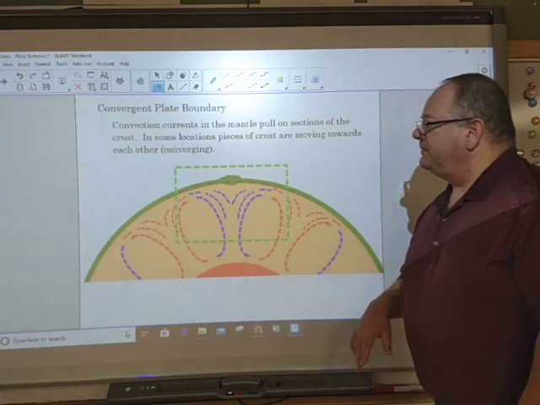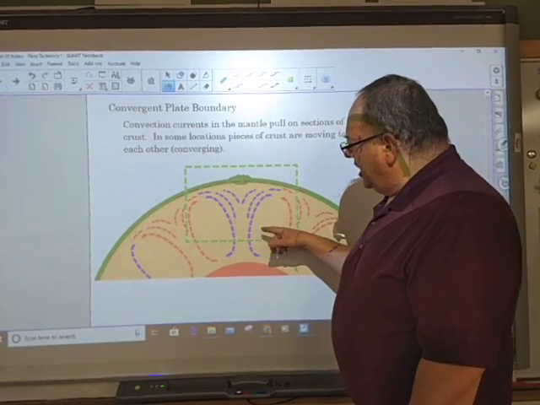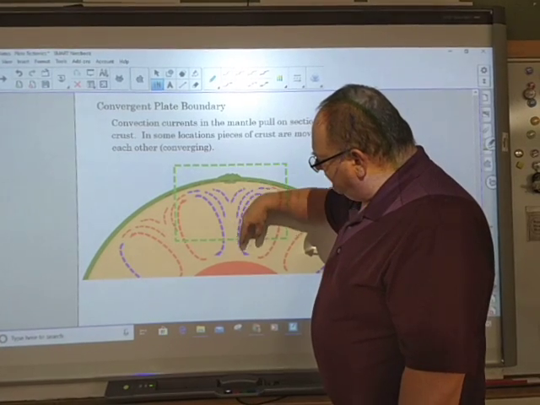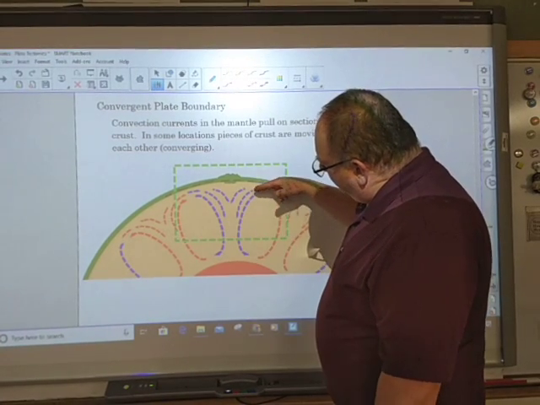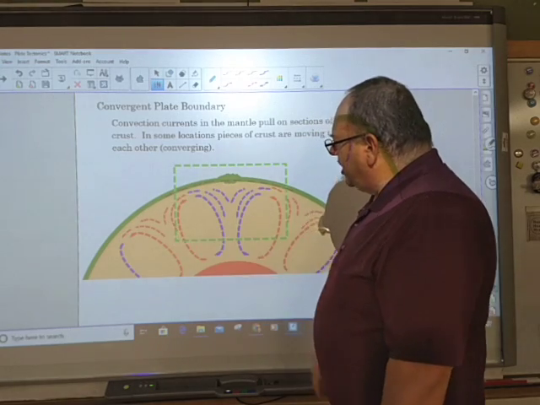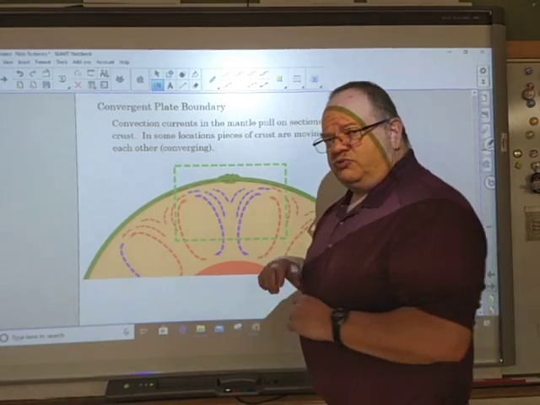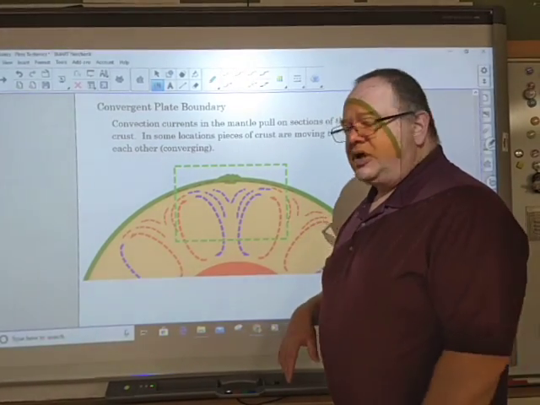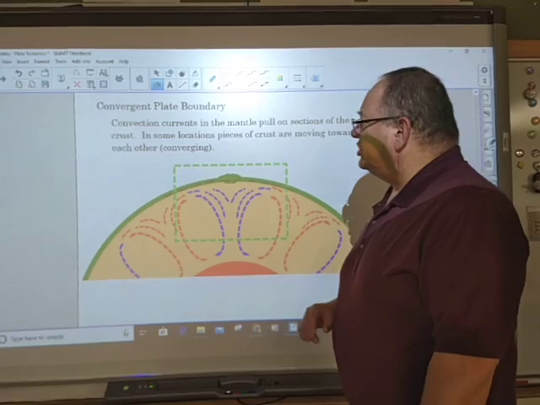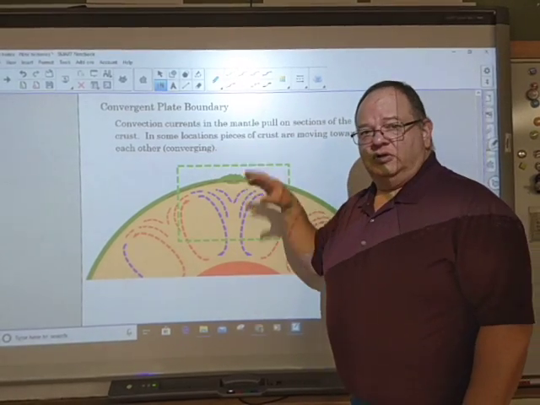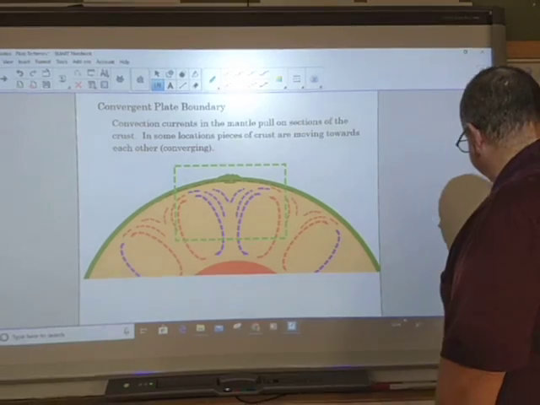Okay, so what if we're looking at a place where, see how this is my convection cell where now the convection is sinking, and so this part is pushing this way and this part's pushing this way. So the lithosphere that's riding on top of the mantle is being smushed together. Smushed together is called convergent. So some pieces of the crust are moving towards each other. That's called a convergent boundary.